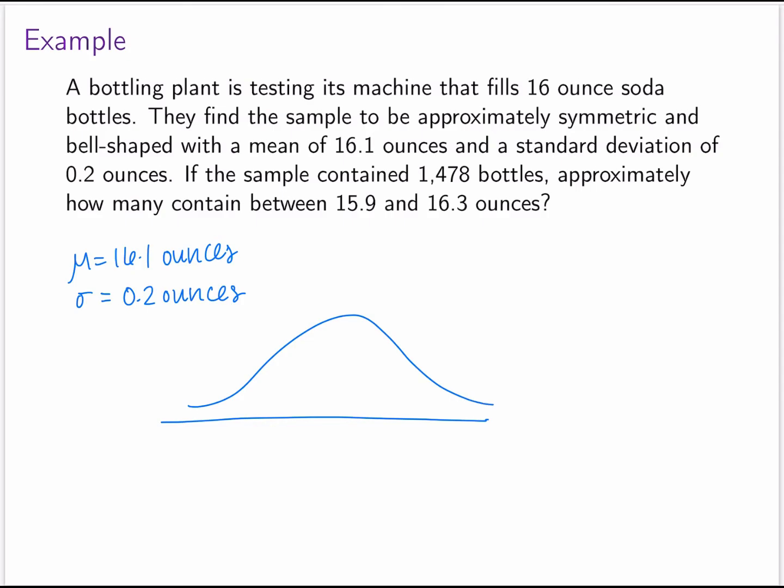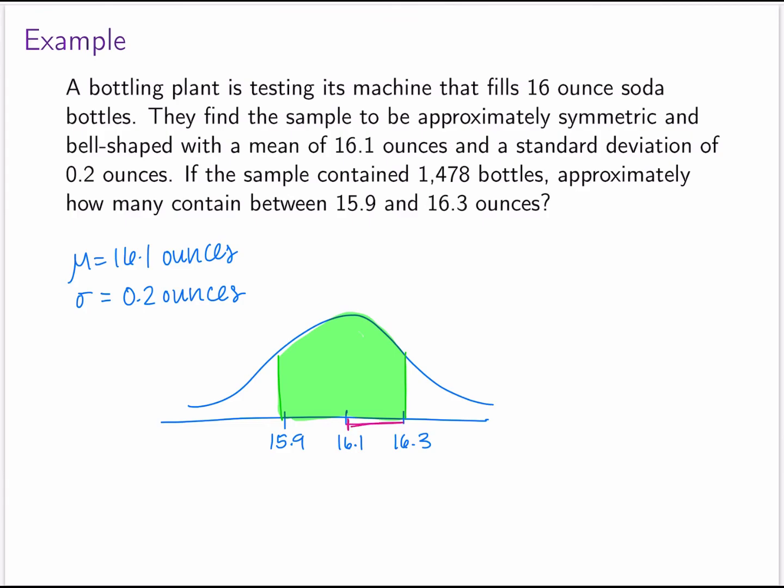I'm going to draw this kind of symmetric bell-shaped curve. I'll put my mean in the middle of 16.1. And I am concerned with, let's see, 15.9 and 16.3. So if I want to think about the area I'm looking at, I'm trying to figure out what percentage falls in this area. And then I'll use that percentage to figure out how many there are. So let's see how many standard deviations away these are.